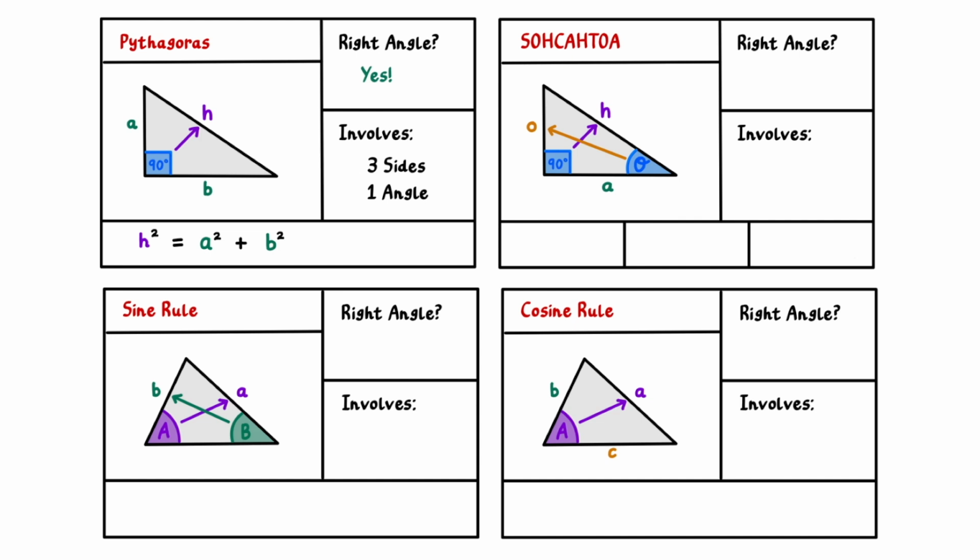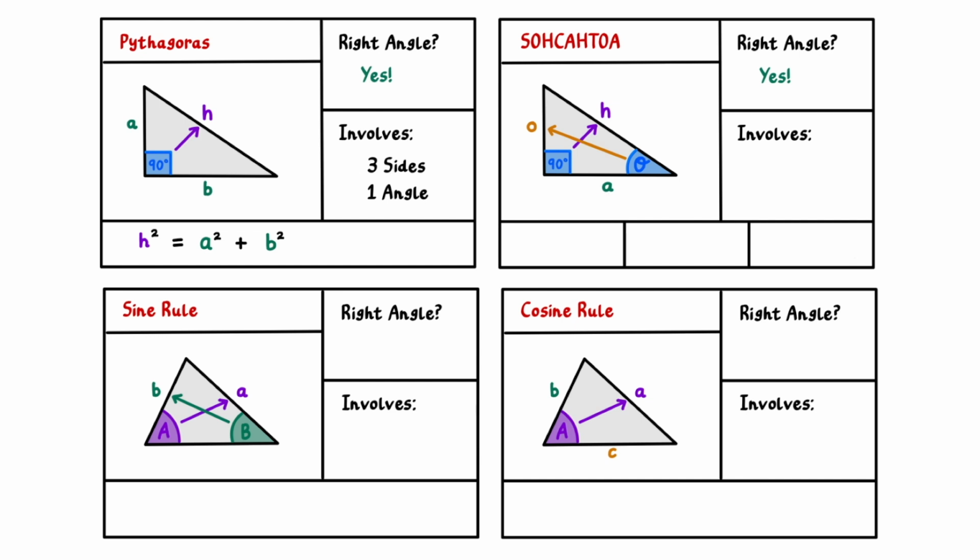To apply the SOHCAHTOA method, we must have a right-angle triangle which has another angle, theta, marked in. The side across from the right angle gets labelled h for hypotenuse, the side across from theta is labelled O for opposite, and the third side is labelled A for adjacent.